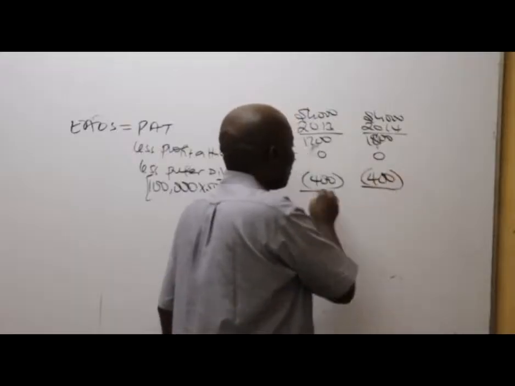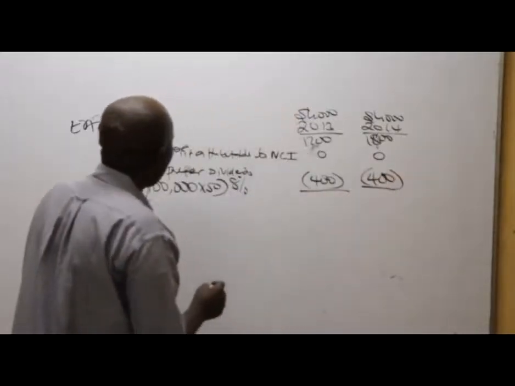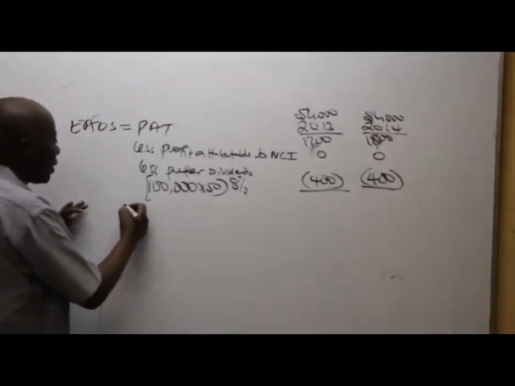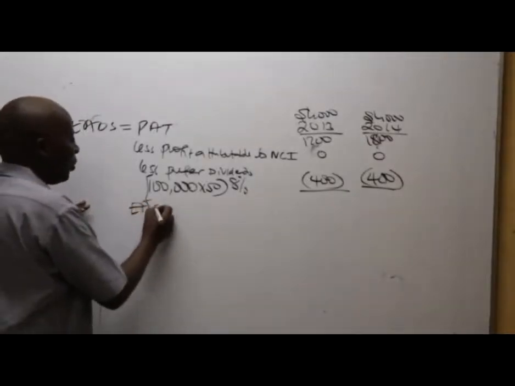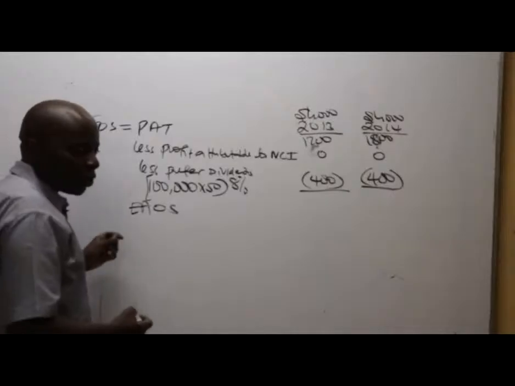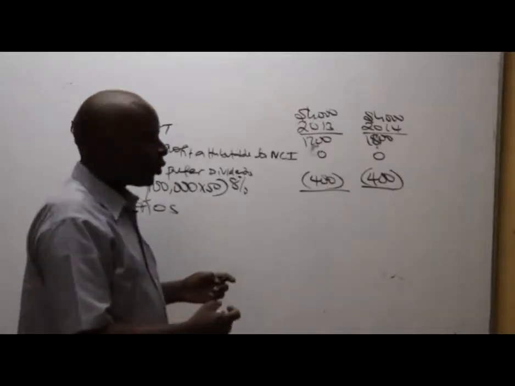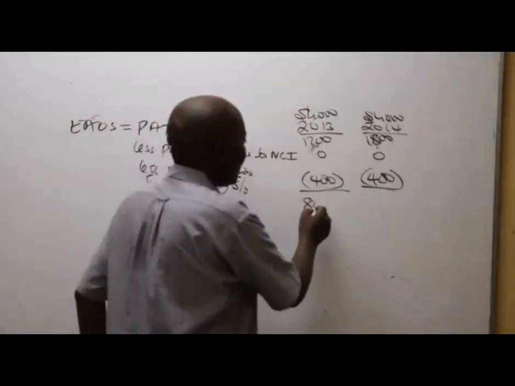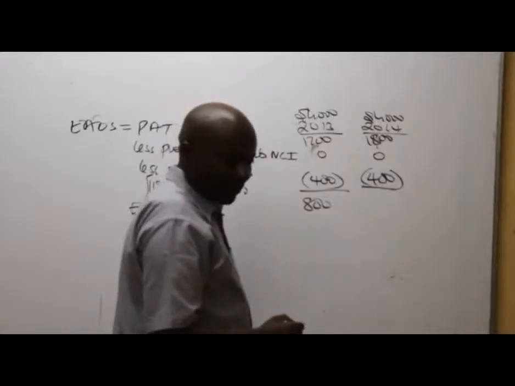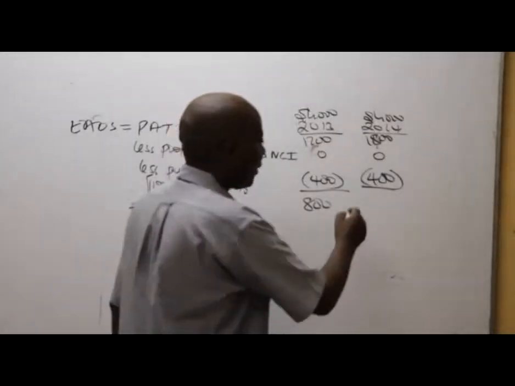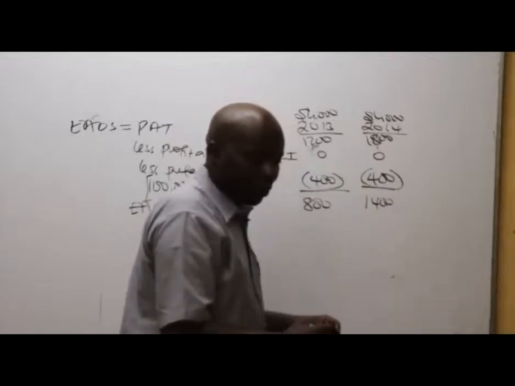Thank you very much. So please subtract, for you to be able to give us the earnings attributable to ordinary shareholders. This one I'm pretty much aware that it's 800, right? And 1400. I can see good questions here.